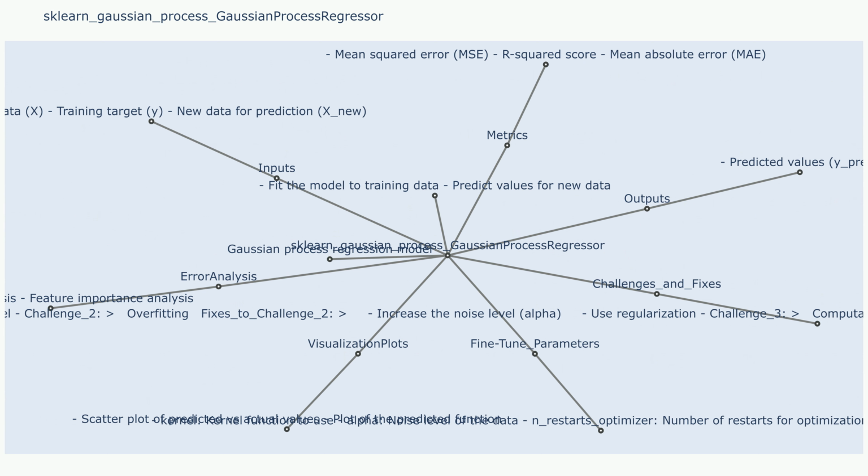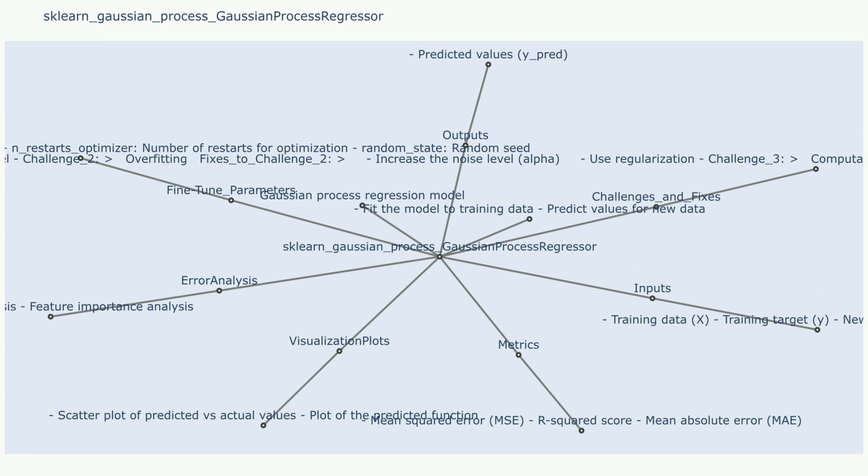Prediction metrics. Mean squared error, MSE. This measures the average squared difference between the predicted and actual values. Root mean squared error, RMSE. The square root of MSE, representing the average difference in the same units as your target variable. R-squared, R2 score. This indicates the proportion of the variance in the target variable that is explained by your model.